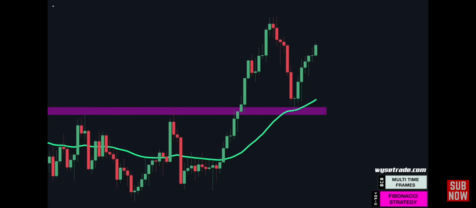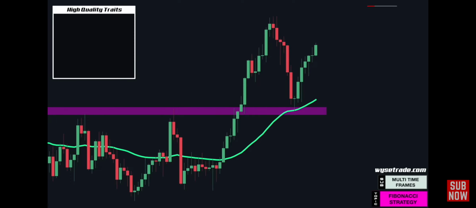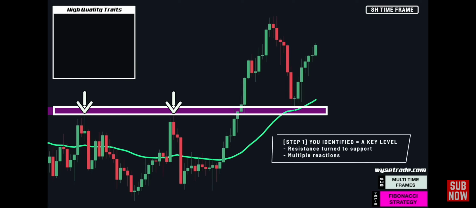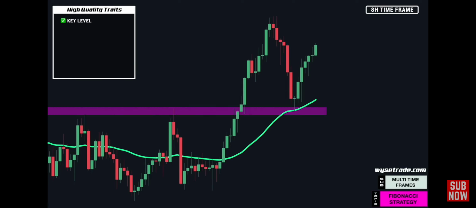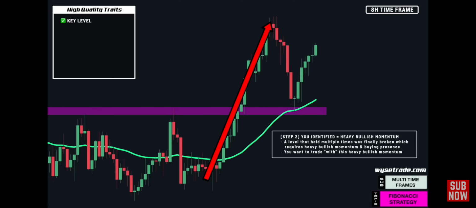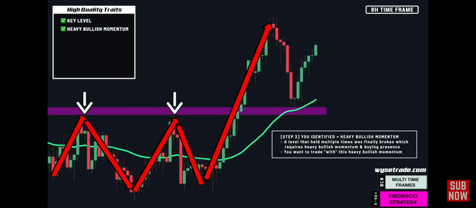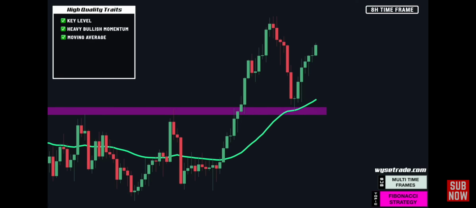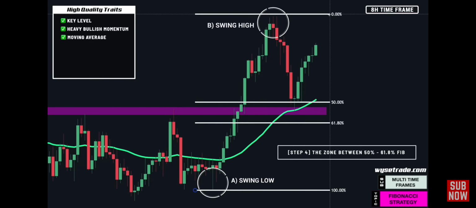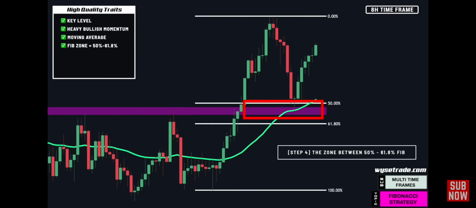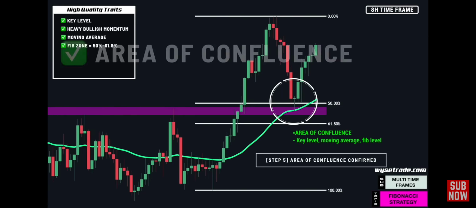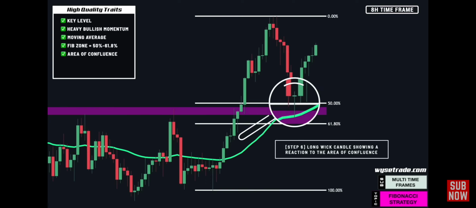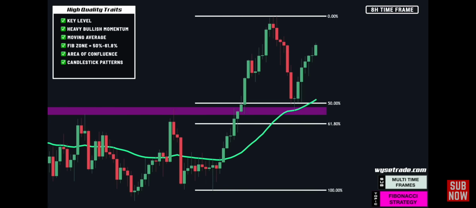So let's start from the top again, except now we'll be combining the usage of multi-timeframes. This is the 8-hour time frame, and this is where the trade opportunity long occurred. First, you identified the key level here. Next, you had heavy bullish momentum because price broke the key level that previously held multiple times. Then, the moving average crossed, which is where the trade opportunity long presented itself. With the fib tool, swing low to swing high, the fib zone lines up. This then gave you your area of confluence. When price pulled back to the area, you had a long wick candle with the wick sticking out, showing a reaction to the area of confluence.